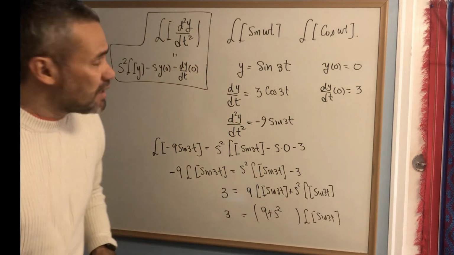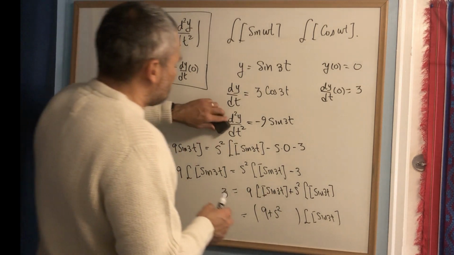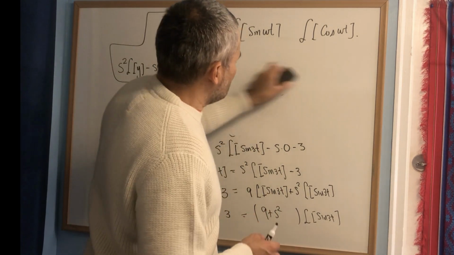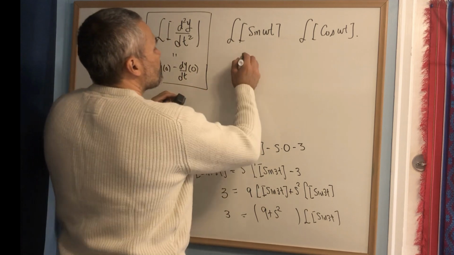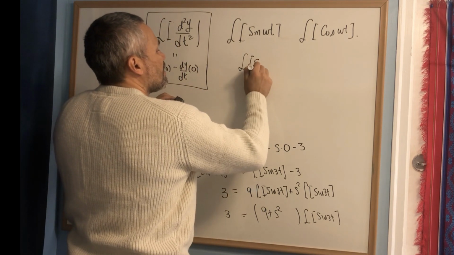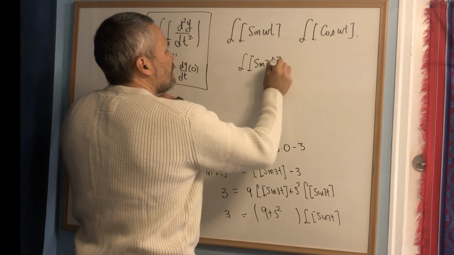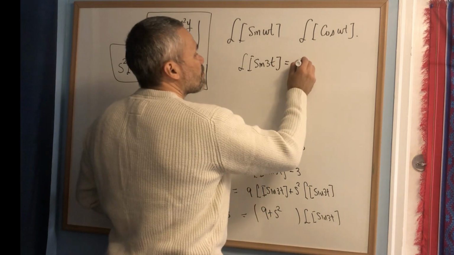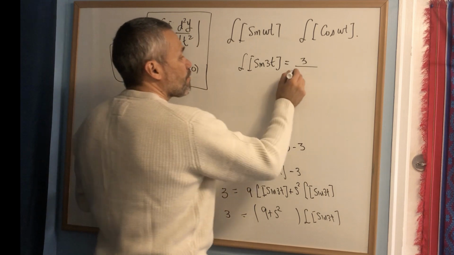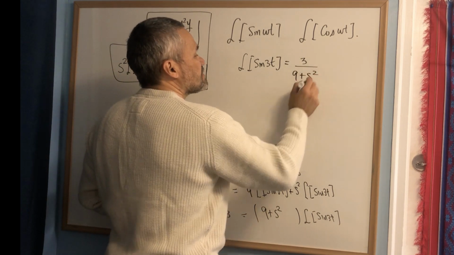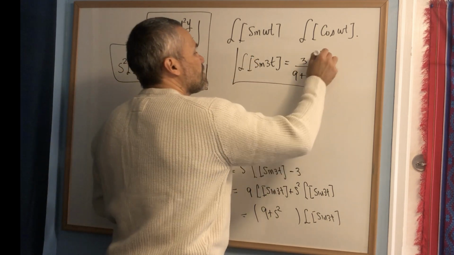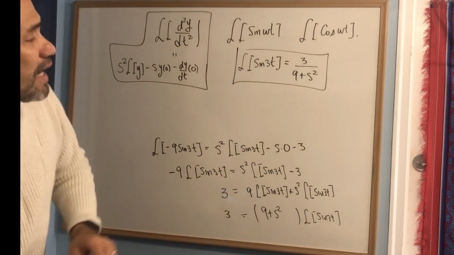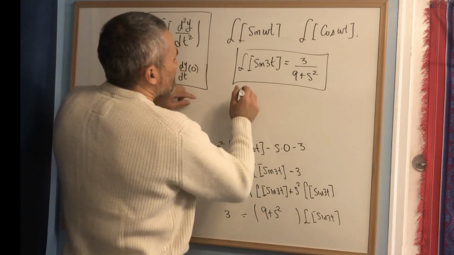That means that we get that the Laplace transform of sine of 3t is equal to, when we divide, 3 over 9 plus s squared. We have this formula. What happens if we replace 3 by an omega?